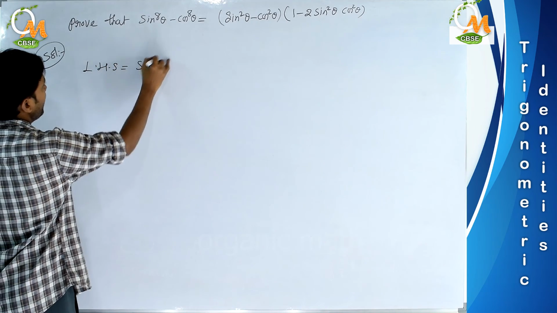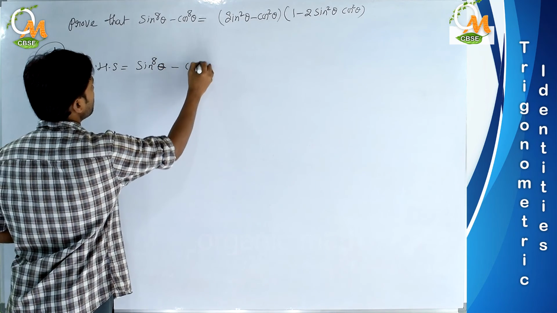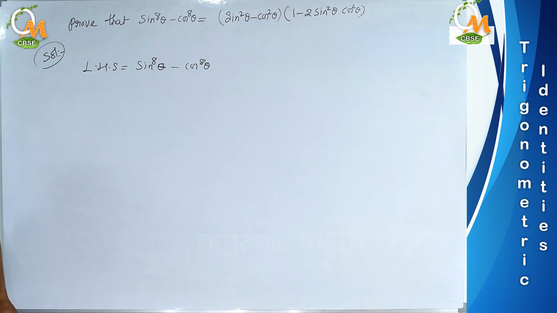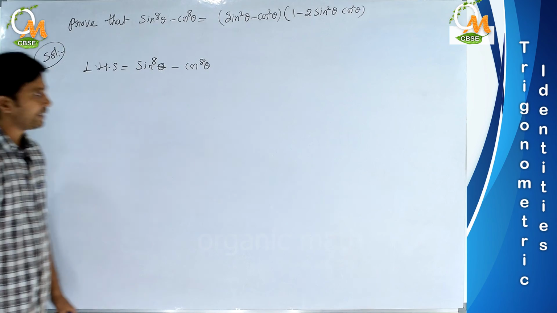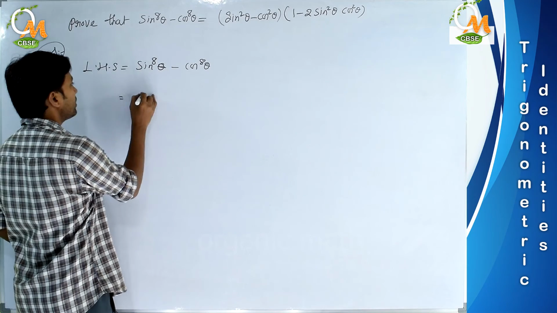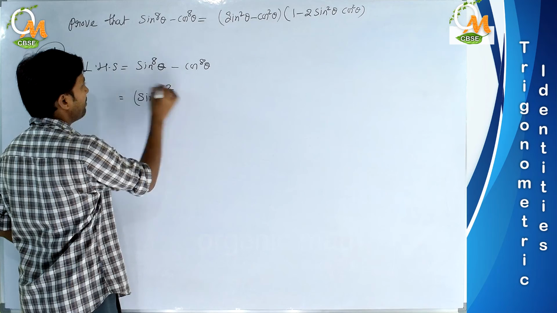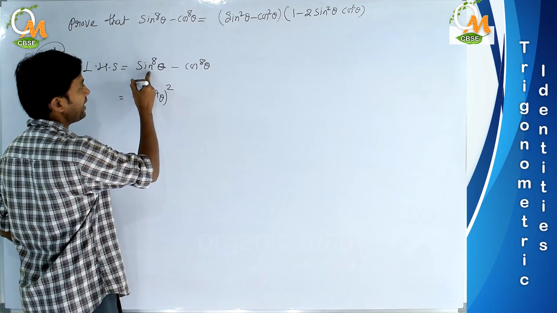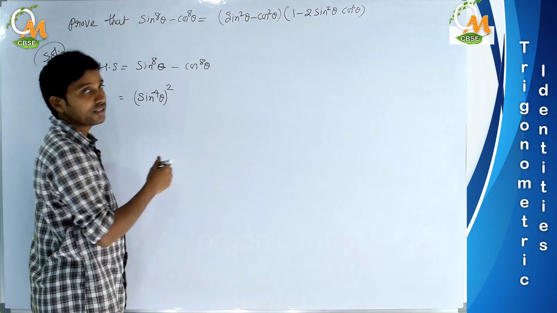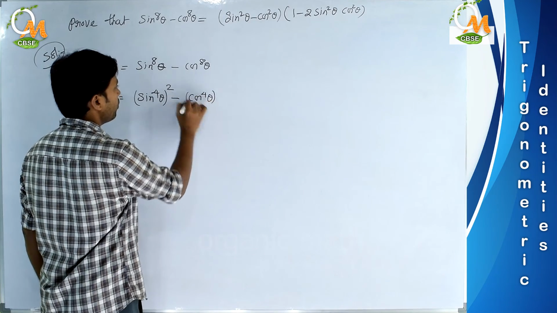Sin to the power of 8 theta minus cos to the power of 8 theta. Now let me rewrite these terms as sin to the power of 4 theta whole square. I am rewriting like this. Can we write this sin power 8 theta as sin power 4 theta whole square or not? Yes. Minus, this can be written as cos to the power of 4 theta whole square.